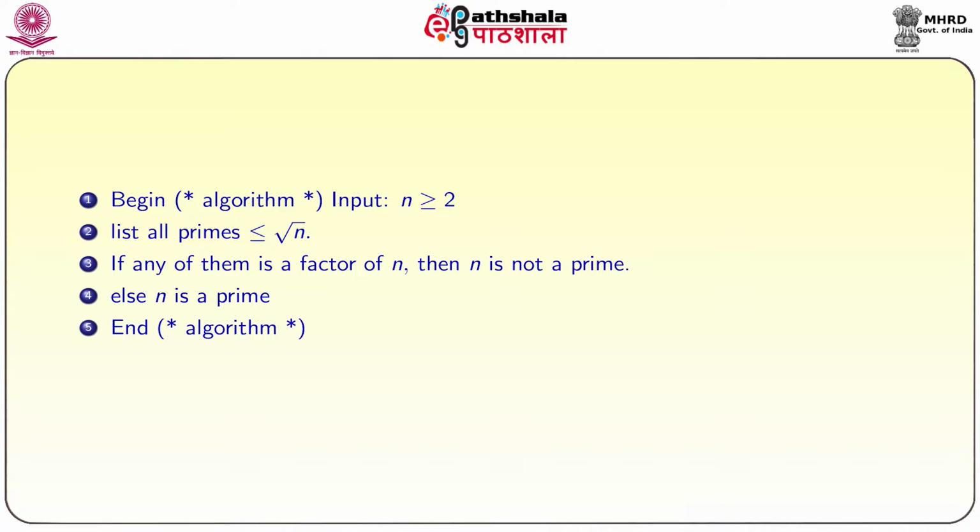So, the algorithm is very simple. We list all the primes less than or equal to root n, and we check whether at least one of them divides n or not.